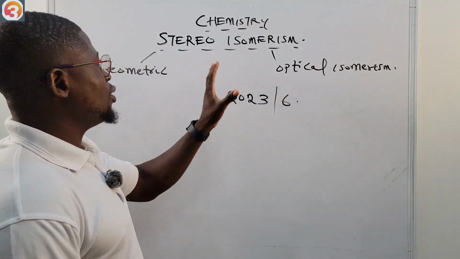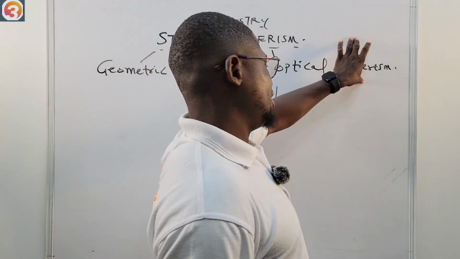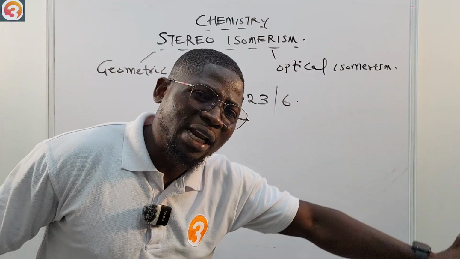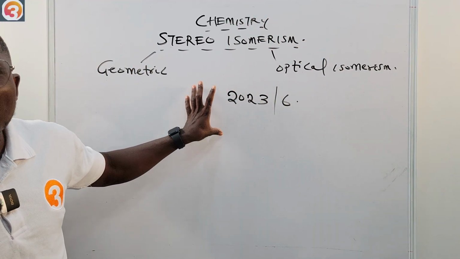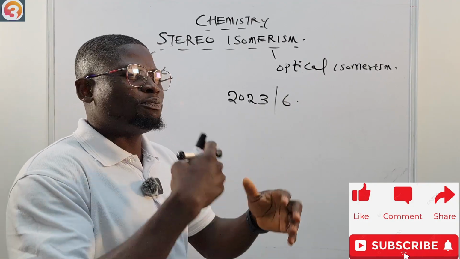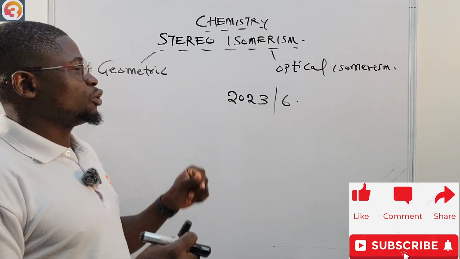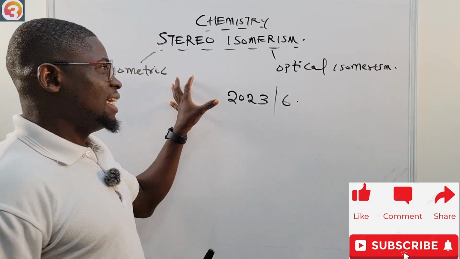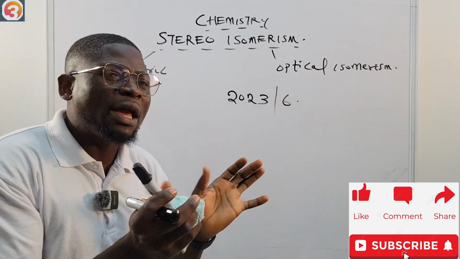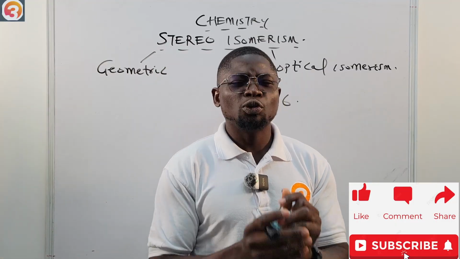So we said that stereoisomerism is divided into geometric isomerism and optical isomerism. Stereoisomers have the same molecular formula, but they differ in the arrangement of their atoms in space. That is the difference when it comes to isomers. In this class, I'm going to be looking only at geometric isomers. In the next class, we're going to look at optical isomerism, so that we do not bore you too much.